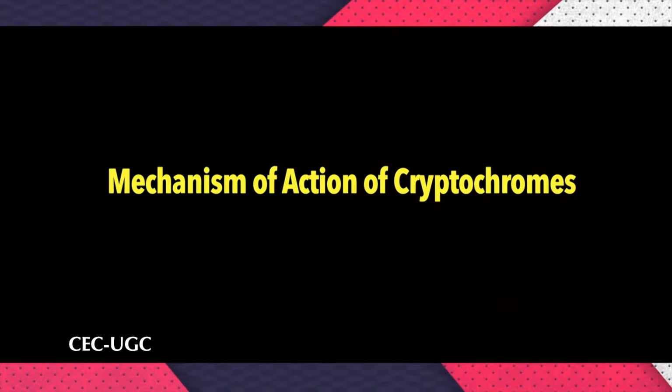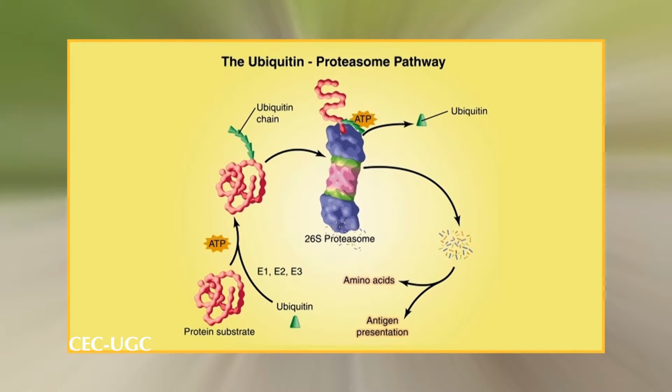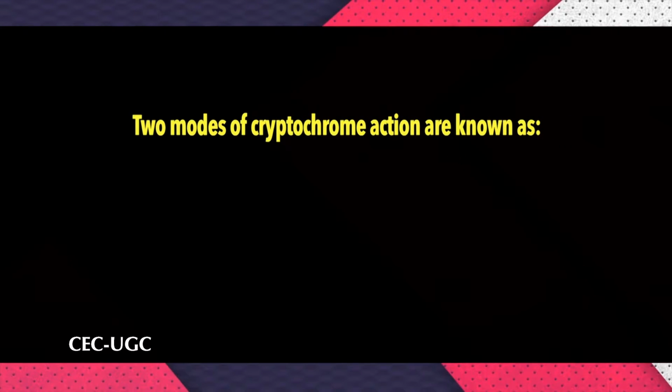Let's move now towards the mechanism of action of cryptochromes. In the last few years, significant progress has been made in understanding the mode of action of cryptochromes. The blue light excited cryptochrome molecules undergo a number of biophysical and biochemical changes. These changes mainly include electron transfer, phosphorylation and ubiquitination. This ultimately results in conformational change of cryptochrome molecules and hence transduction of the light signals to the downstream transcription factors. Two modes of cryptochrome action are known till now.